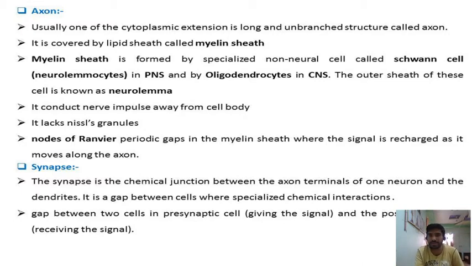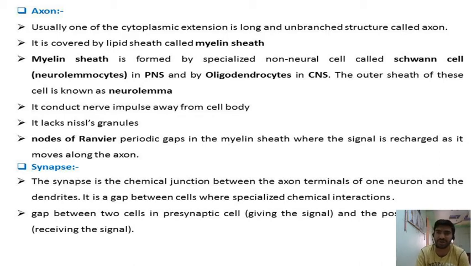It is a lipid sheet called the myelin sheath. The myelin sheath is formed by specialized non-neural cells called Schwann cells, also called neurolemmocytes, in the peripheral nervous system, and oligodendrocytes in the central nervous system.